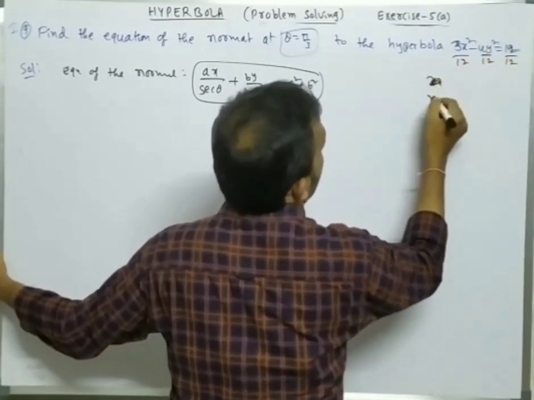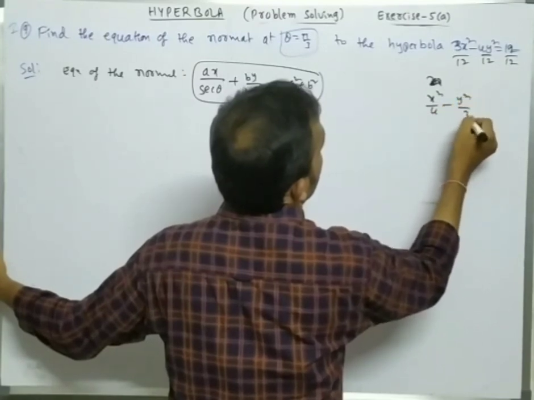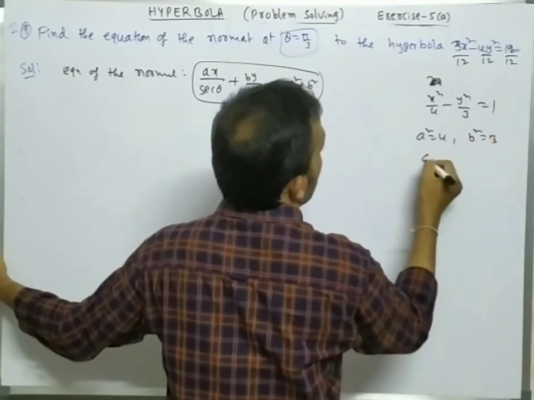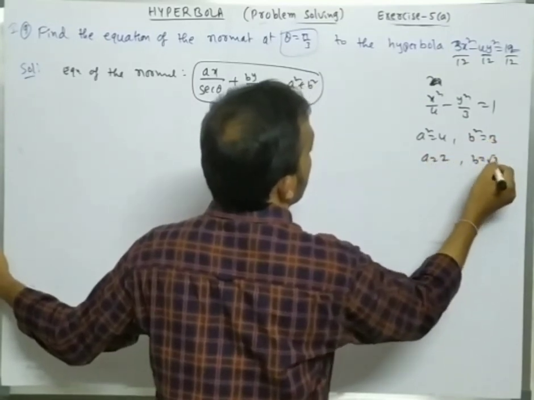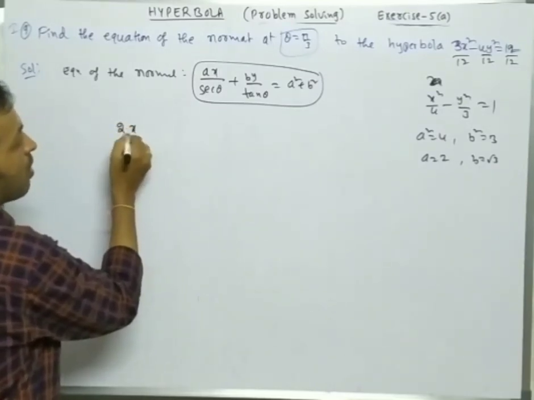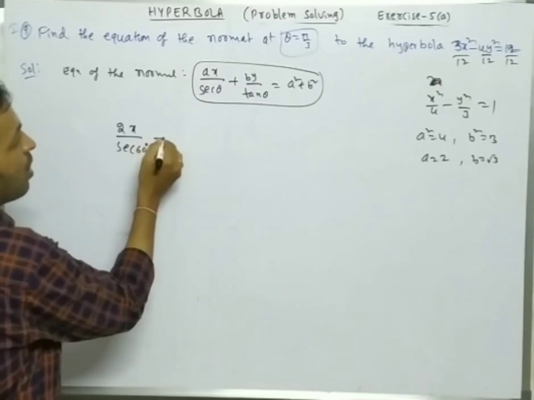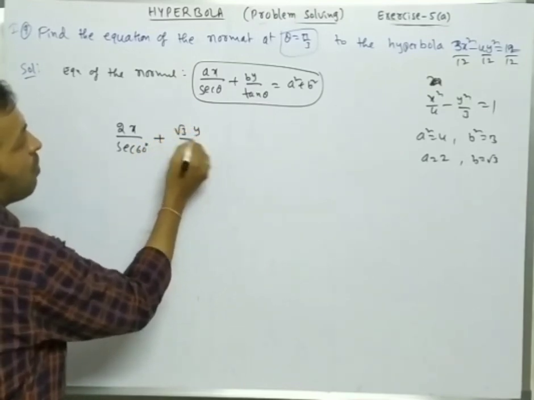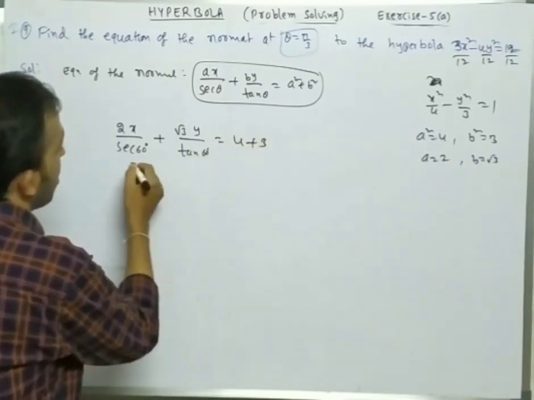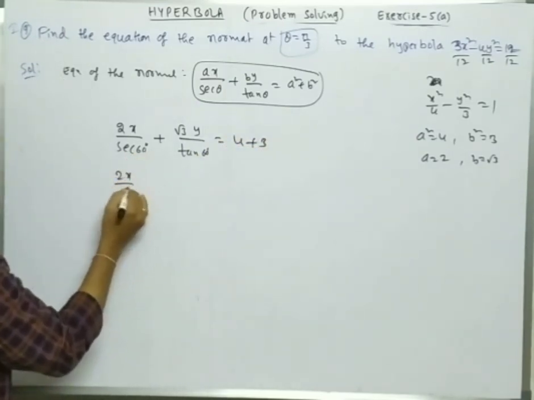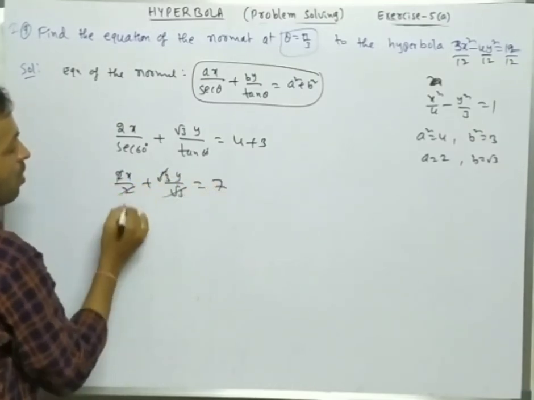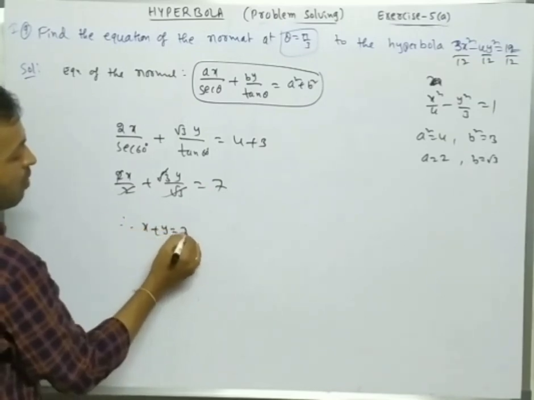We'll get x square by 4 minus y square by 3 is equal to 1, right? So a square is equal to 4, b square is equal to 3, a is equal to 2, b is equal to root 3. Now substitute all those here. So 2x by sec 60 plus root 3 y by tan 60 is equal to a square 4 plus b square 3. So sec 60 value 2, tan 60 value root 3, 7. So the equation of the normal is x plus y is equal to 7.